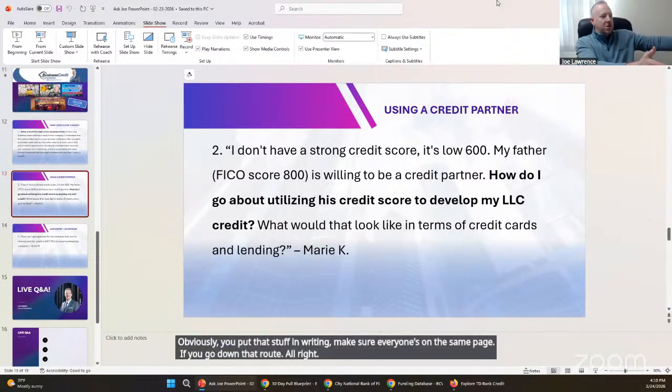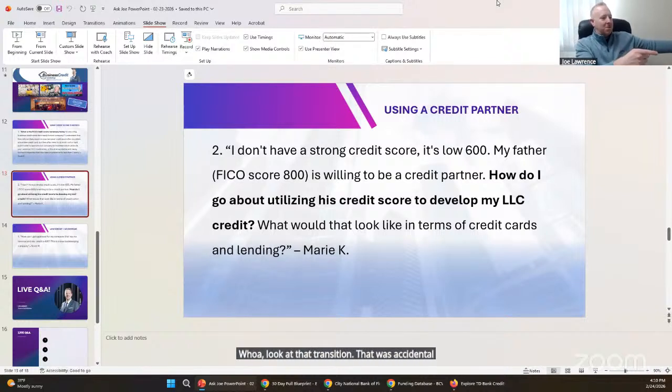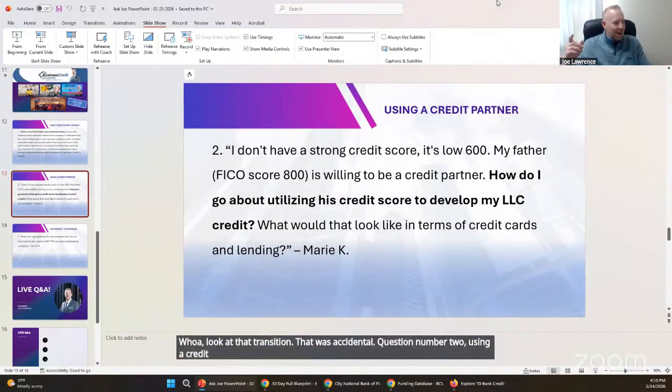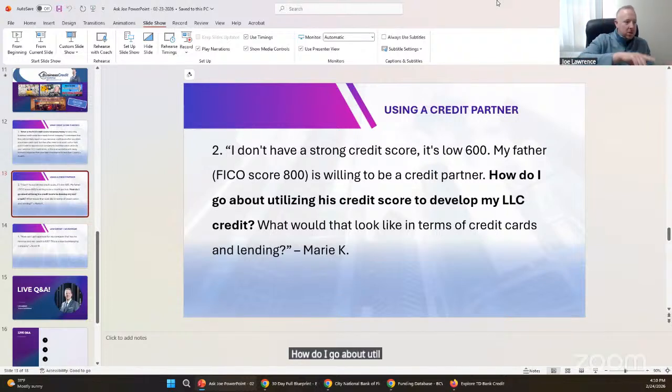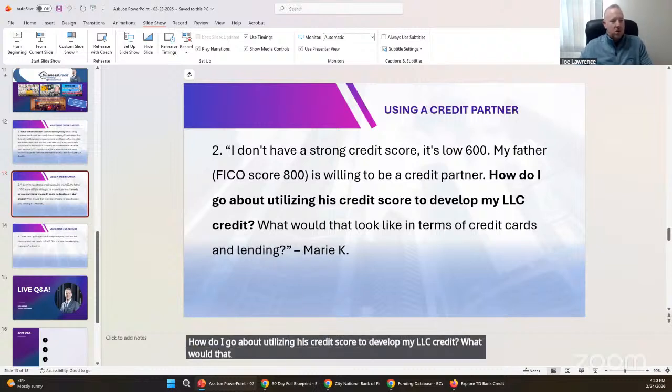All right. Whoa, look at that transition. That was accidental. Question number two, using a credit partner. Marie K, are you here? Marie K says: I don't have a strong credit score. It's low, 600. My father, FICO score 800, is willing to be a credit partner. How do I go about utilizing his credit score to develop my LLC credit? What would that look like in terms of credit cards and lending? So I think you understand the process.